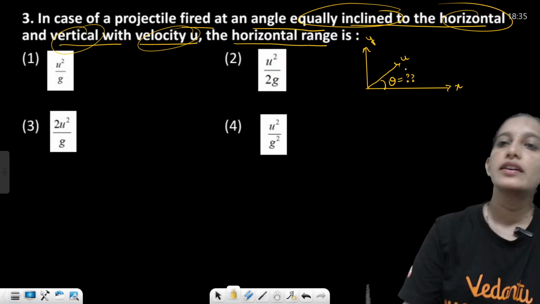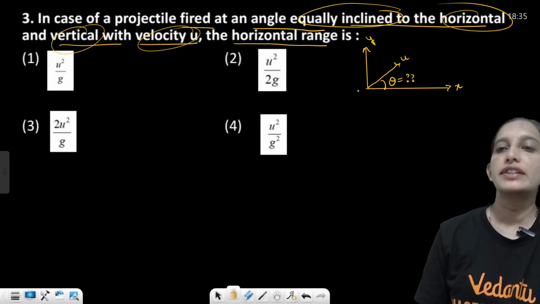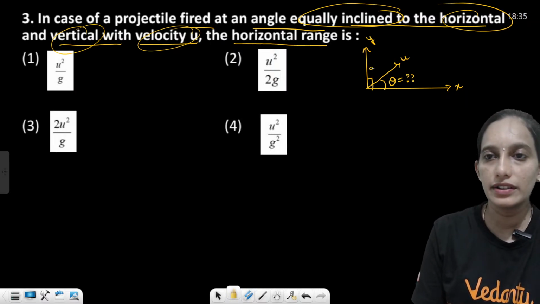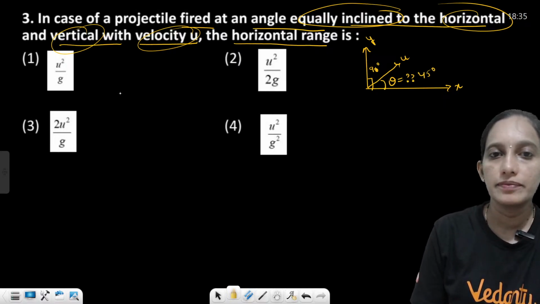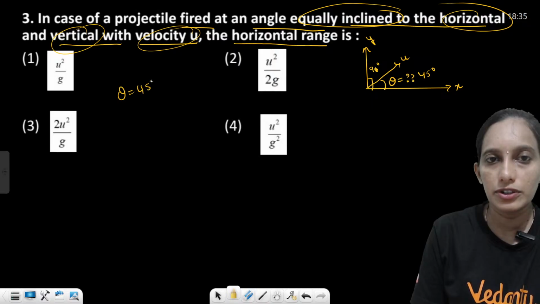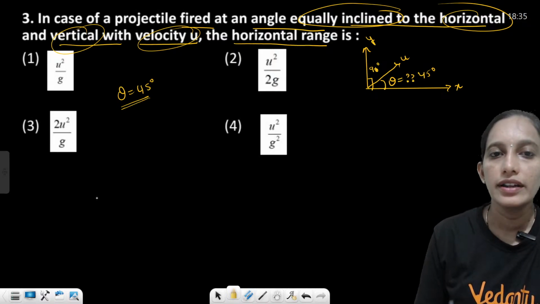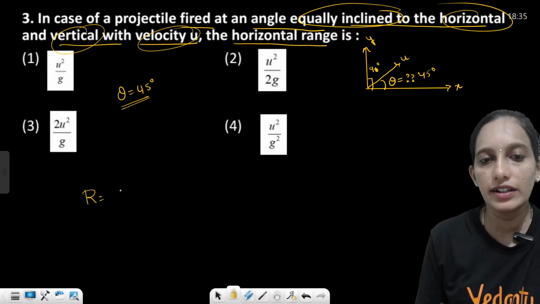Simple one, right? The angle between the horizontal and vertical direction is 90 degrees, correct? So for them to be equal, what should theta be? It should be 45 degrees. Hope you agree. Theta must be equal to 45 degrees. Okay, if theta is 45 degrees, what does the range become?